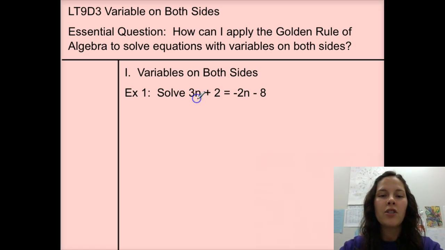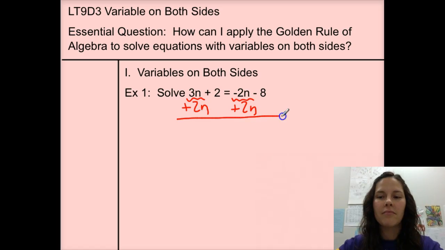Remember, a coefficient is a number that is being multiplied by a variable. Move the term with the smaller coefficient. -2 is smaller than 3, so I'm going to add 2n to both sides. Combining my like terms, 3n plus 2n gives me a total of 5n, bringing down my plus 2. On the right-hand side, my n's cancel, leaving me with a -8.